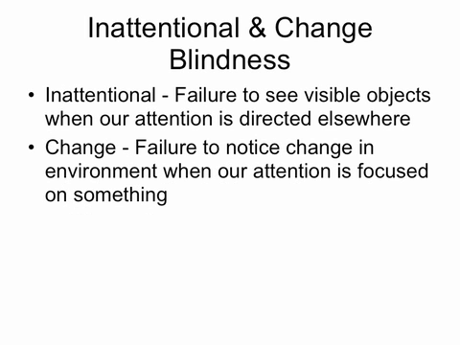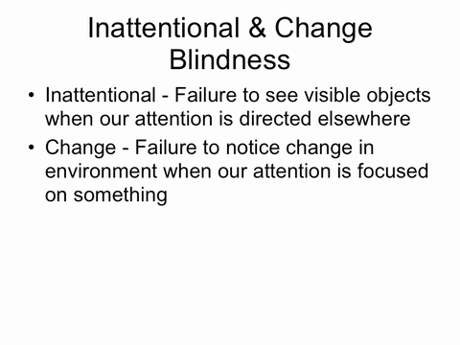First is inattentional blindness, which is failure to see visible objects when our attention is directed elsewhere. And the second example of selective attention is change blindness, and that's the failure to notice change or differences in our environment when our attention is focused on something.